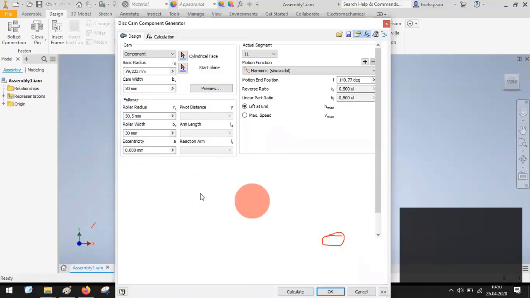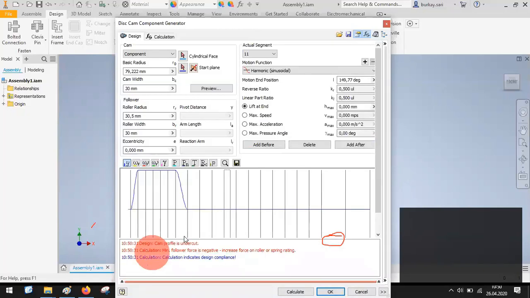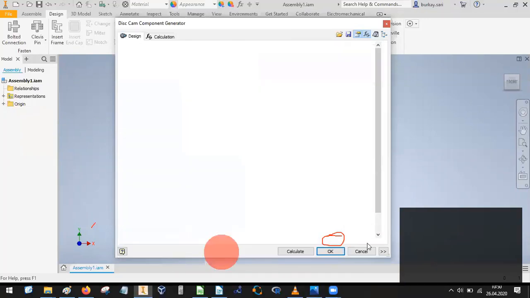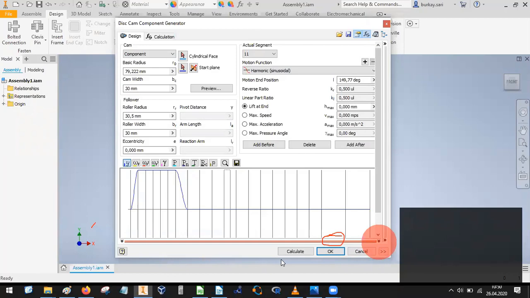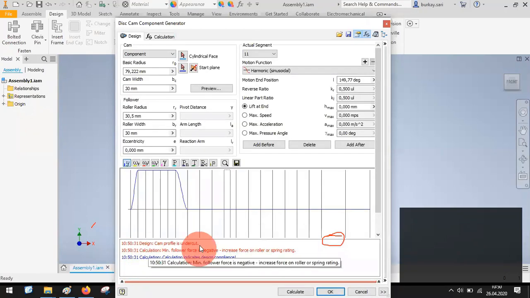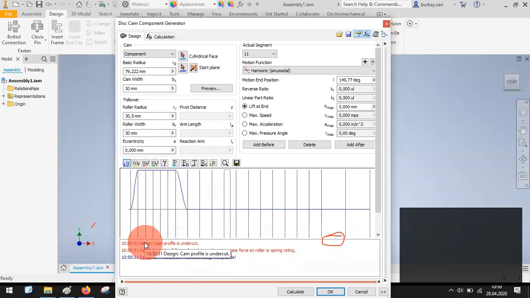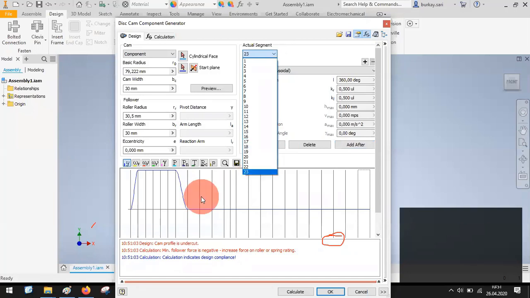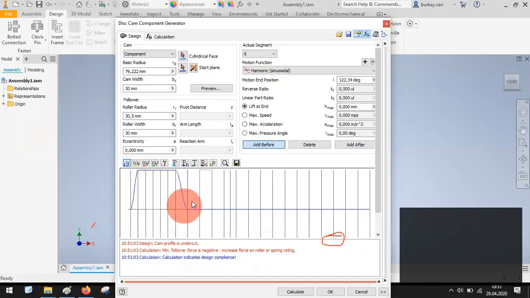You may also have a warning, something like this. It is normal right now. When you open this scale, it is normal to have a warning like this, because we haven't adjusted anything. The first thing I need is add before, add after. I need 26 segments. I'm going to add and adjust.